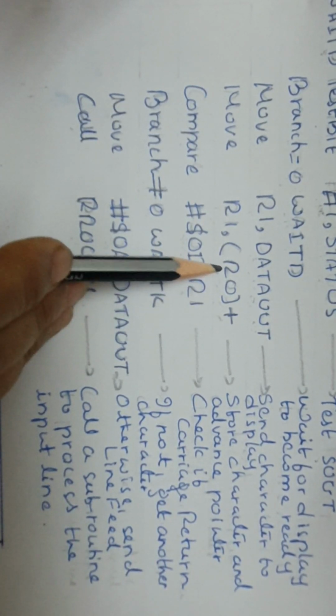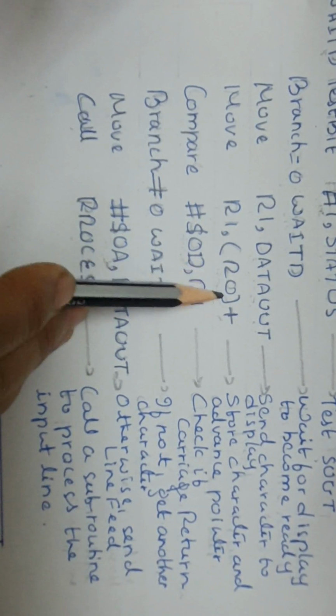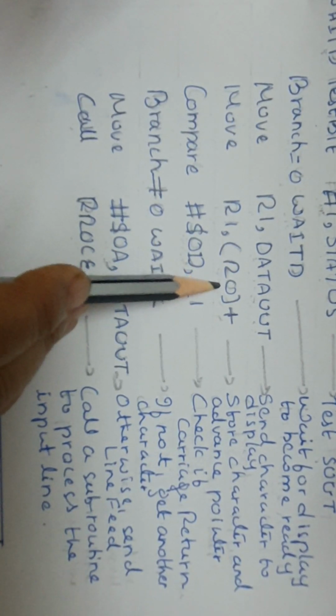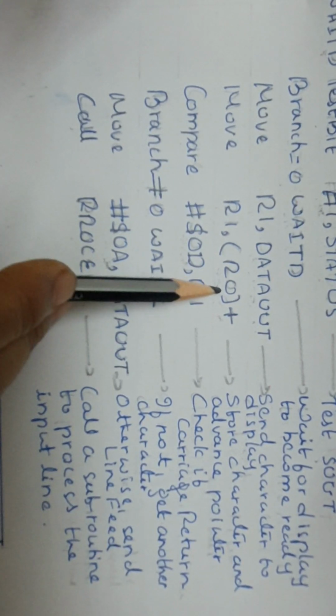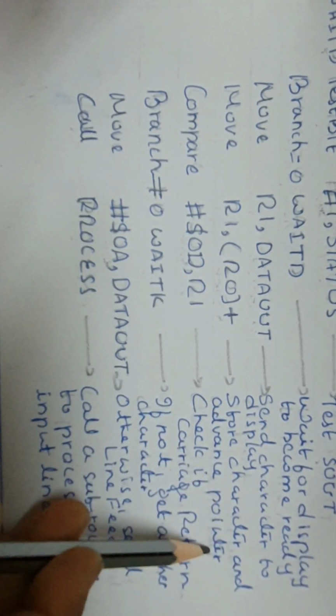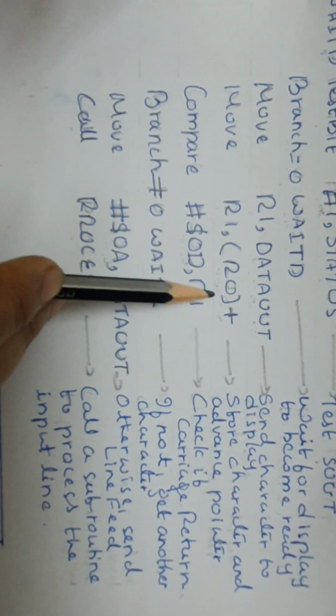After storing R0 in the R0 pointed memory, the R0 content is incremented by 1 word so that it can point to the next word address, that is the next memory location address. Store character and advance pointer. That is the comment for this instruction.